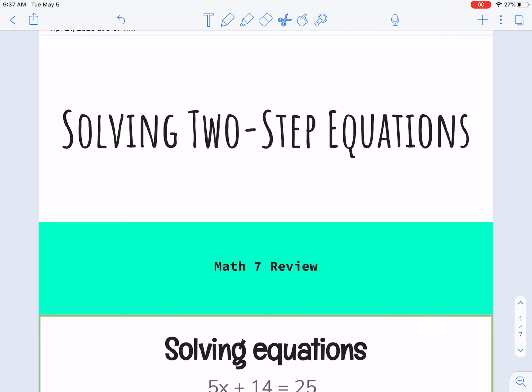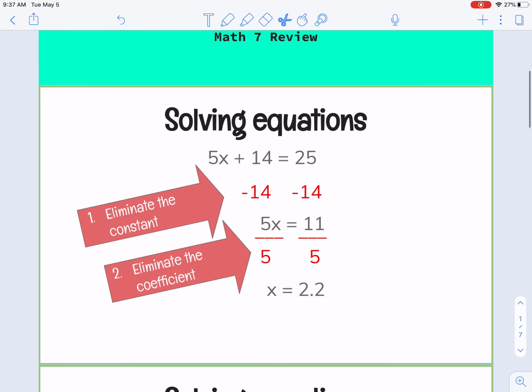Solving two-step equations. This is a review for Math 7. So first, when we're solving two-step equations in 7th grade, we would have to figure out what our two steps are. Our first step will always have to be eliminating the constant. Remember that constant is the number by itself. And then our second step will always have to be eliminating or getting rid of the coefficient. Remember that coefficient is the number next to the variable.